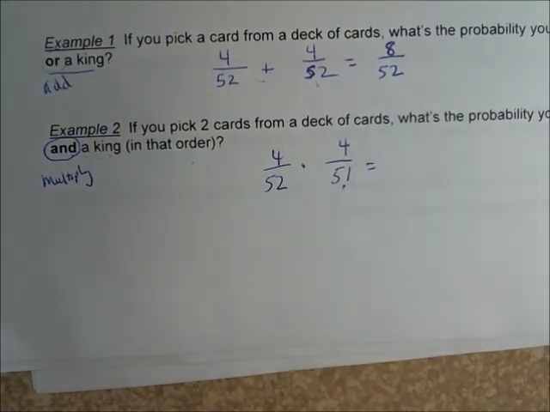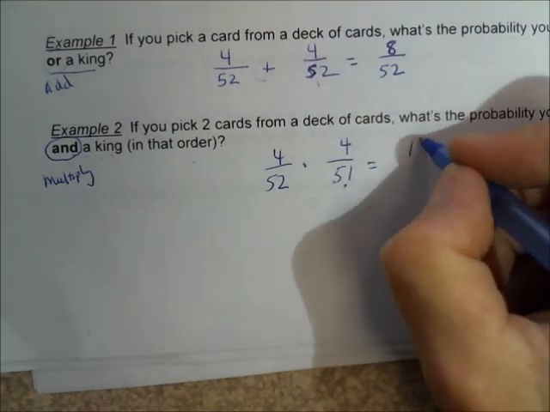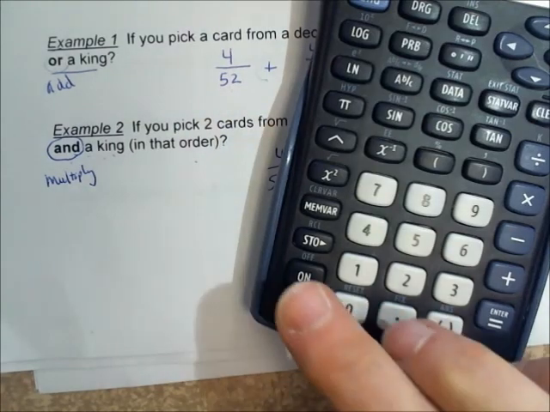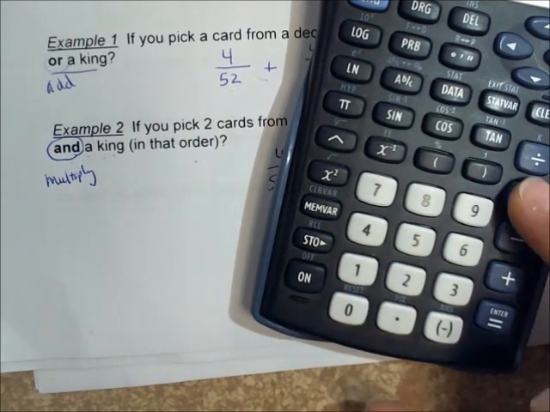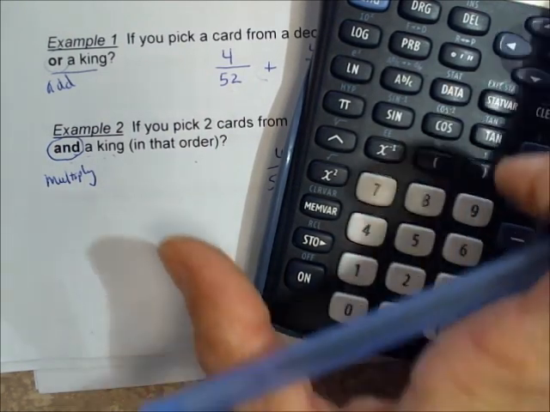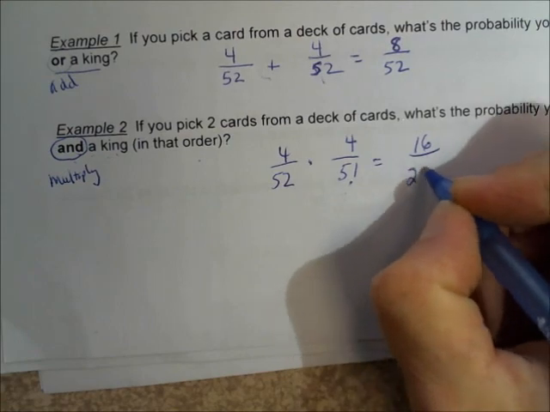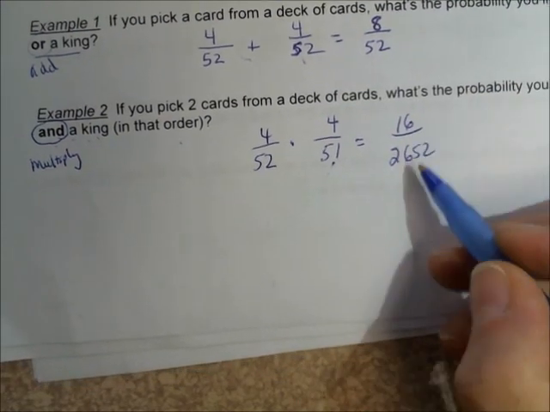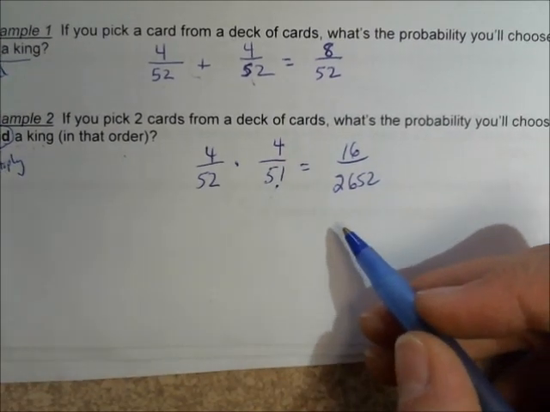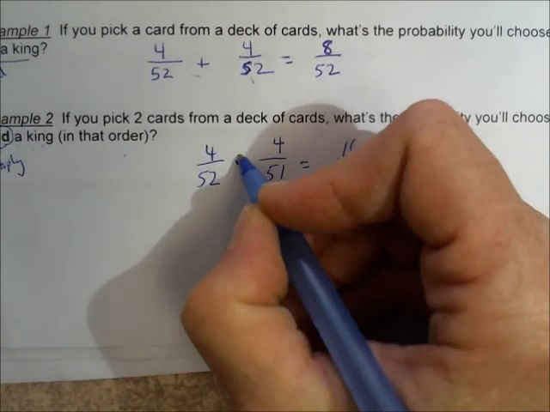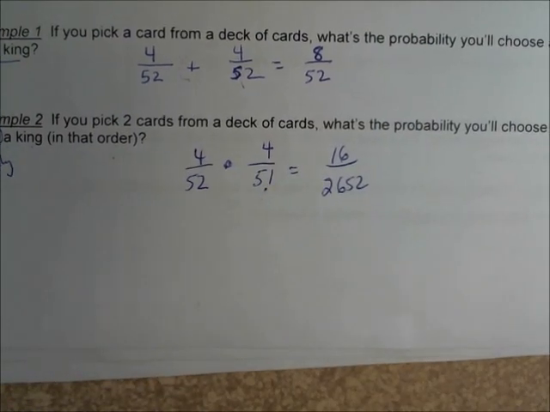So you're just going to have to multiply. 4 times 4 is 16, and 52 times 51 is a pretty big number. 52 times 51 is 2652. So I have 16 chances out of 2652 to choose an ace and then a king because it's a multiplication problem. And that's it for today.